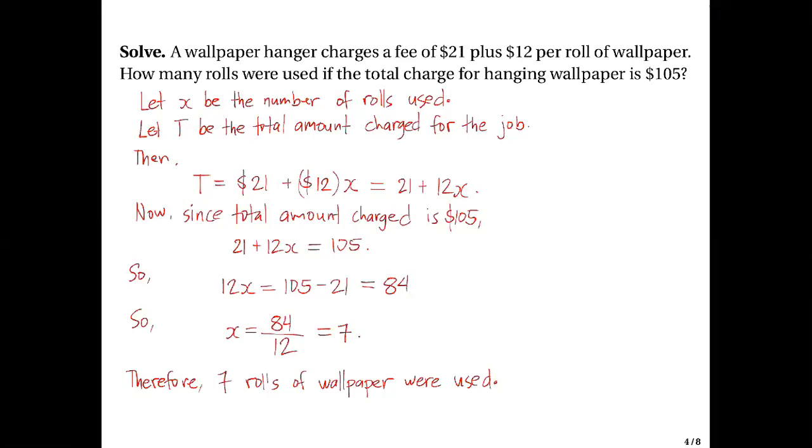So yes, to answer your question, you can start with this. You have the variable x representing the number of rolls used, and since the total amount charged is 105, the total amount is calculated by 21 plus 12 times the rolls of paper. Then you will have this working equation, 21 plus 12x equals 105. It's the same as in the previous two problems that we have. So, other questions? Let us proceed with the next problem here.